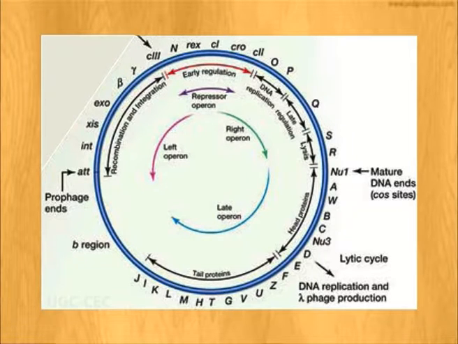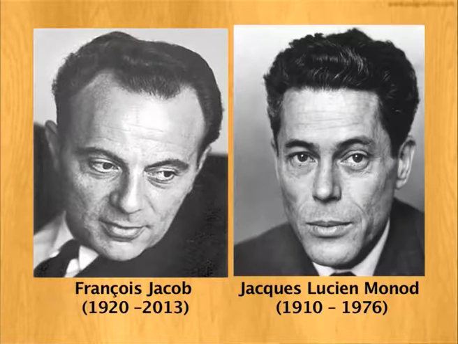If we look into the lambda genome, all the genes are arranged in order of their function, and very easily the lambda genome can switch over from the lytic cycle to the lysogenic cycle and from the lysogenic cycle to the lytic cycle. This observation led Jacob and Monod to propose the famous operon model of gene regulation in prokaryotes. And now we know that the actual mechanism is much more complex than that.